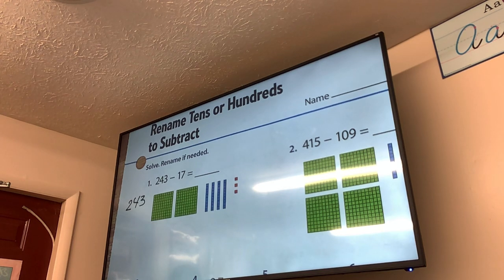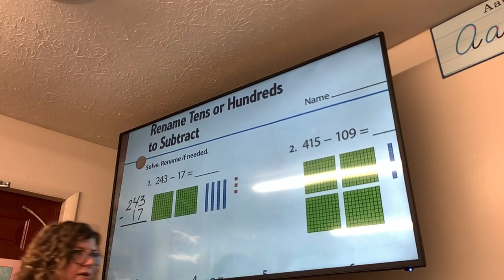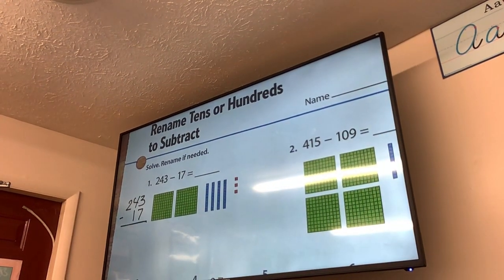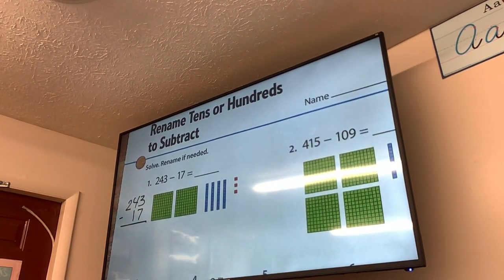243 minus 17. And you need to make sure you line up the ones and line up the tens. That 1 and the 17 should not be under your hundreds. And if you made it there, you need to move it. Okay? So we're going to start with 3 minus 7. You can't do that. Yes, we cannot do that.